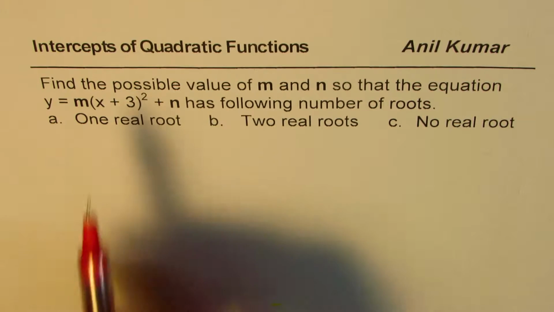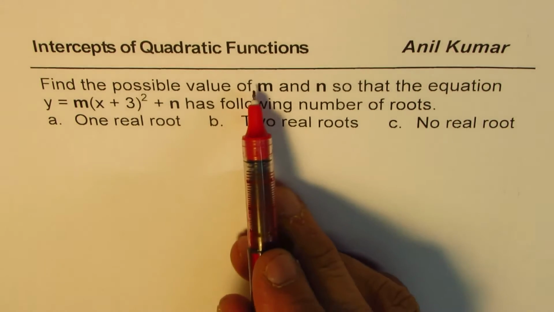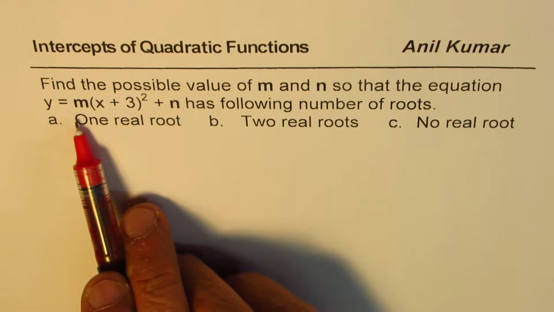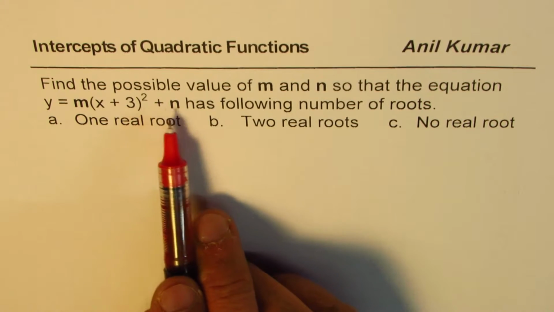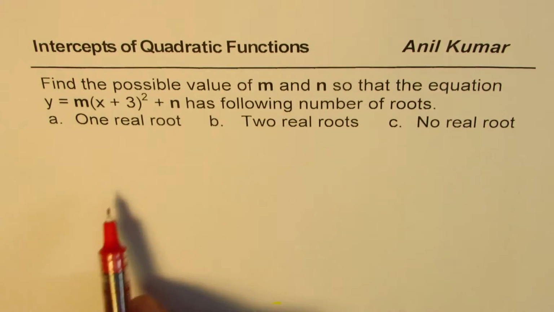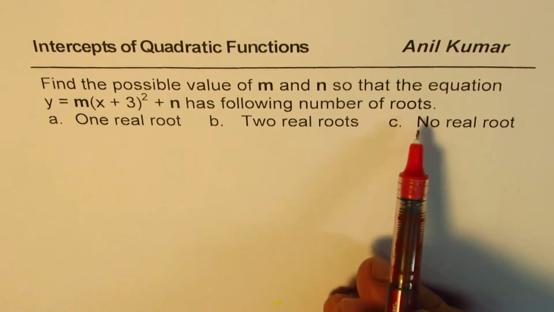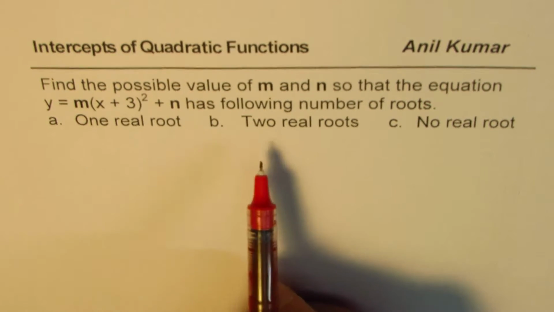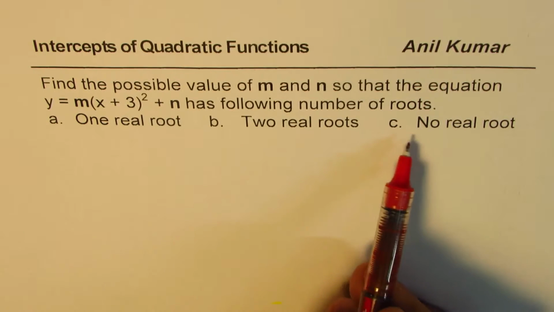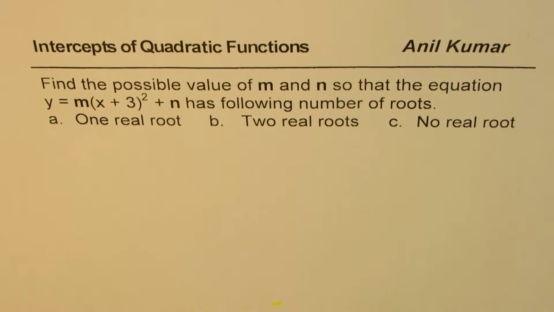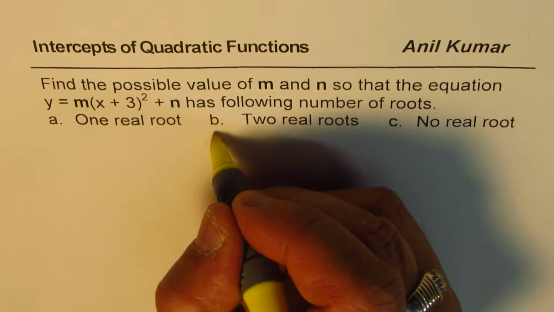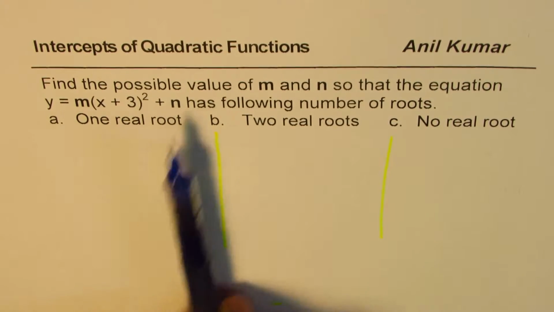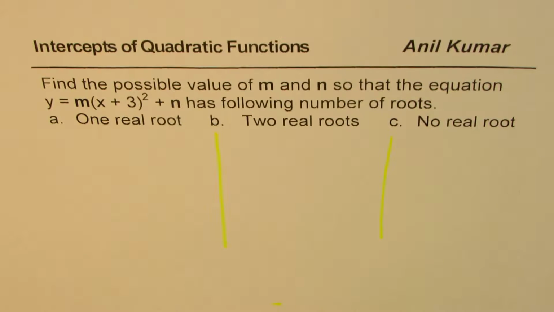The question here is, find the possible values of m and n so that the equation y equals m times (x plus 3) whole squared plus n has the following number of roots or solutions, or x-intercepts. A, 1 real root. B, 2 real roots. And C, no real root. So these are the three conditions. For these three conditions, you have to find the values of m and n. You could give a general solution also.